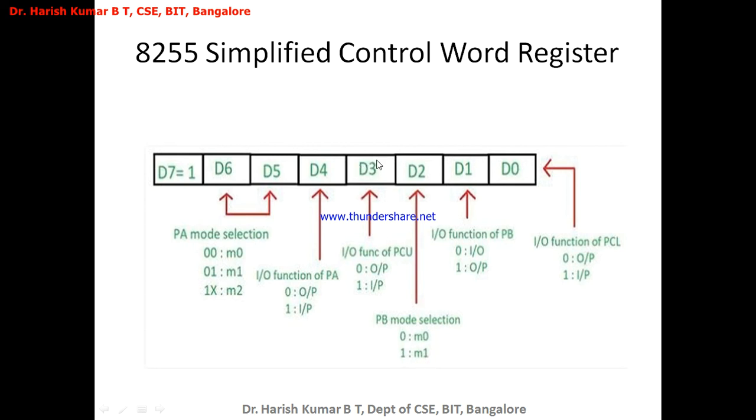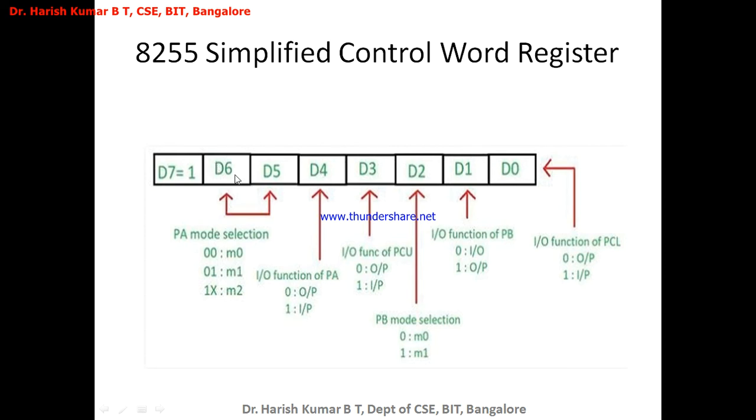And similarly, D3 is the bit reserved for the input output function of PCU, port C upper, that is from PC4 to PC7. If I want to make port C upper act as the output port, I'll make this 0. If I want port C upper to act as the input port, I'll make this 1. And the next bit is for the IO function of port A. If I want to use port A as output, I have to make this particular bit 0. If I want to use port A as input, I have to make this bit 1.